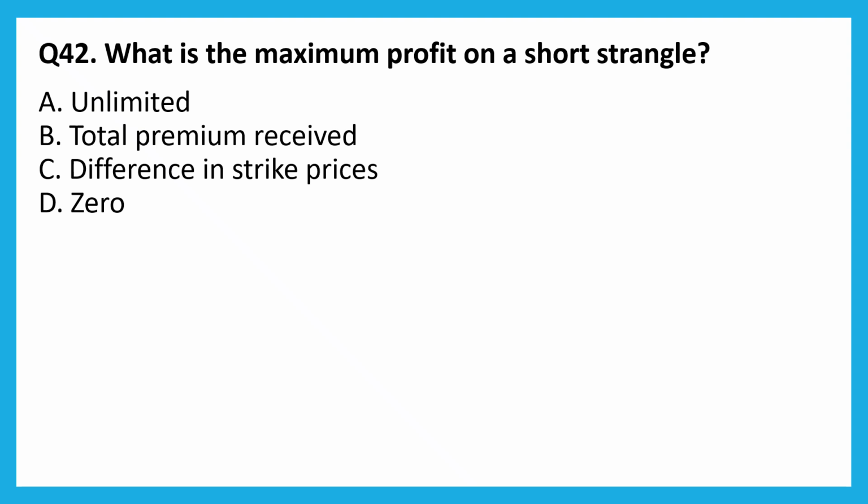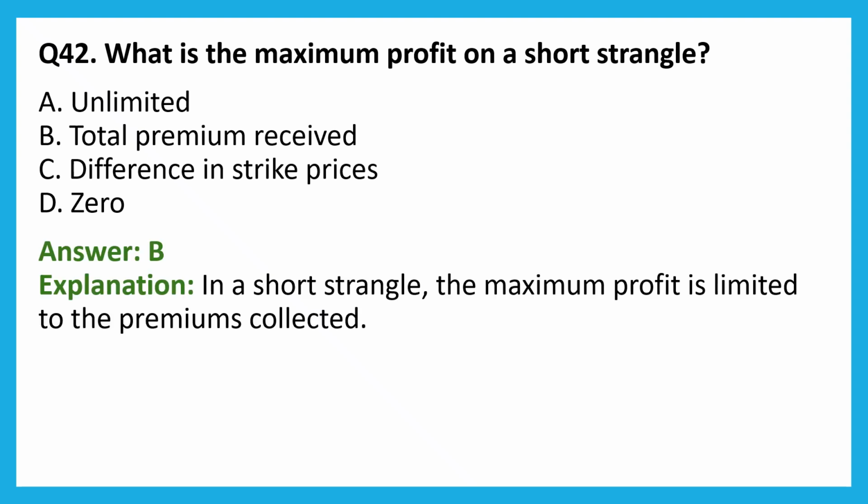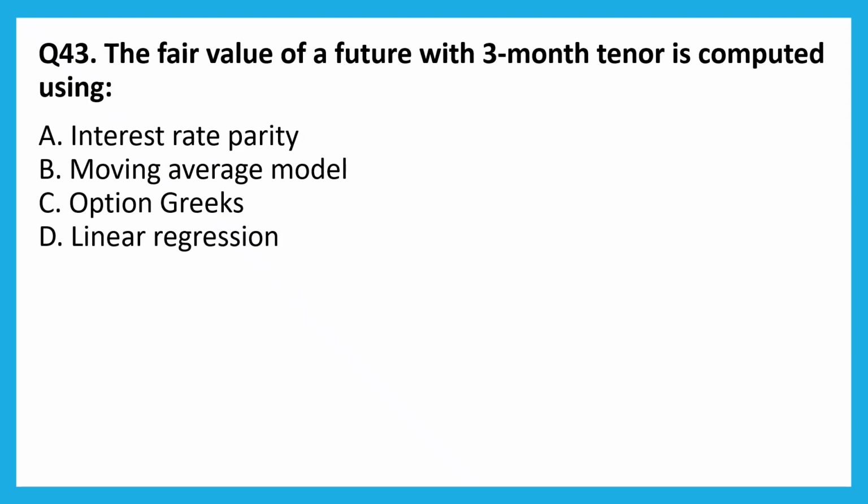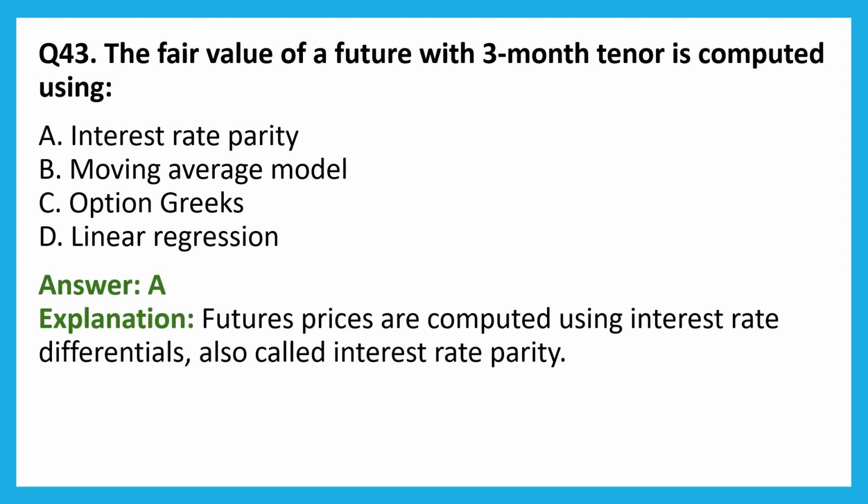Next question. What is the maximum profit on a short strangle? Option A unlimited, option B total premium received, option C difference in the strike prices, and option D 0. Correct answer is option B total premium received. Next question. Fair value of a future with the 3-month tenor is computed using option A interest rate parity, option B moving average model, option C option Greeks, and option D linear regression. Correct answer is option A. Future prices are computed using interest rate differentials, also called interest rate parity.